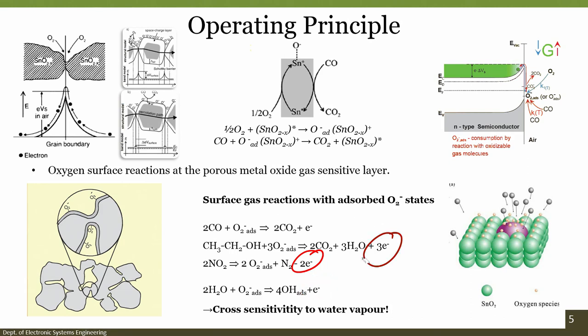So, when an electron is released into the material, the depletion layer would reduce, and reducing of the depletion layer will cause a change in the resistance, which is the reduced resistance. So, you understand by this, if the electrons are donated, then what will happen? Resistance reduces, right. But if the electrons are taken up from the material, resistance would increase. This is what is there.